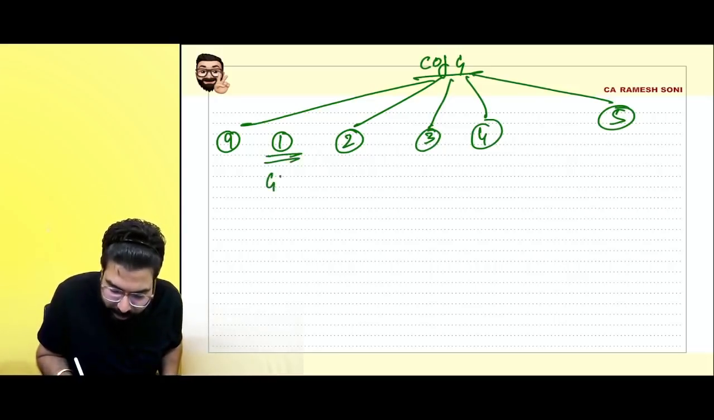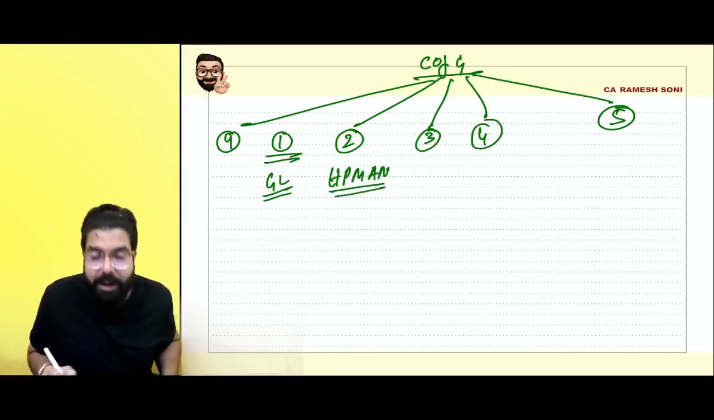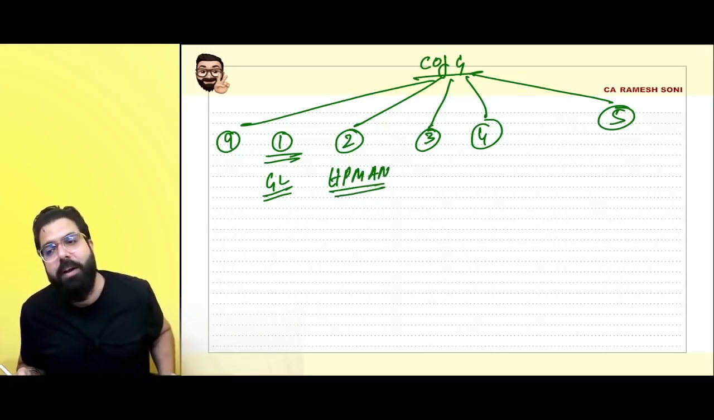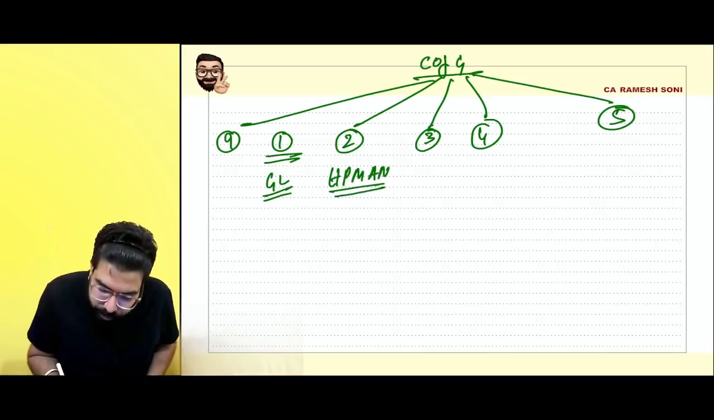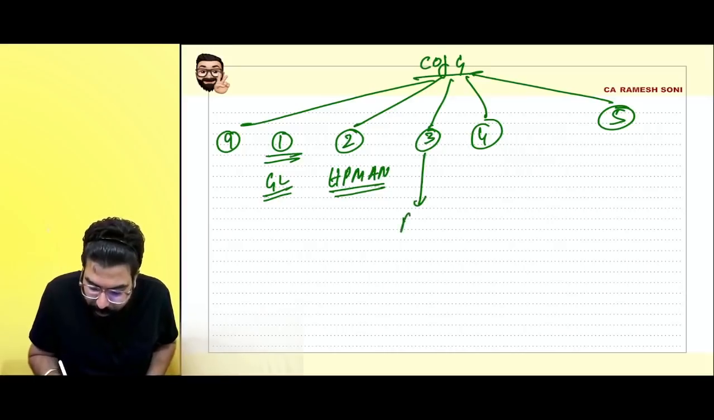Section number 9.1 is the general levy. Section number 9.2: GST shall be levied on HP man from a date notified by government on recommendation of council. Next, section number 9.3 is the reverse charge mechanism. Basically, I have gone ahead and told you diagrams. Yes, sir. Point is clear.